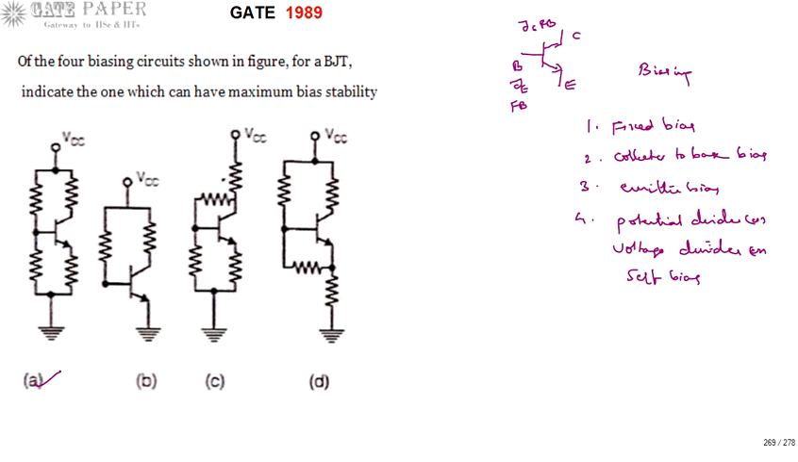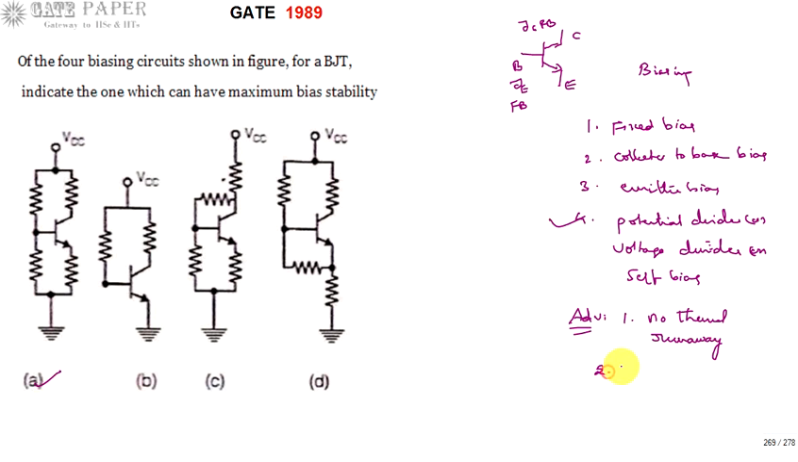Even though there are many other possibilities, everything has a disadvantage except this fourth one. That is, potential divider or voltage divider or self bias is the best biasing circuit, giving the advantage of no thermal runaway problem. Thermal runaway is a process of self-destruction of the transistor as the temperature across the junction increases. So no thermal runaway problem exists.